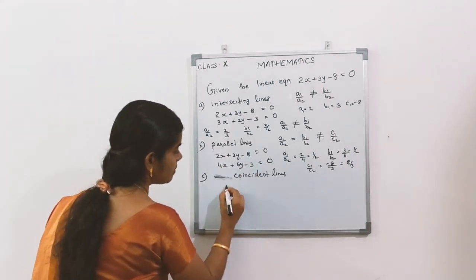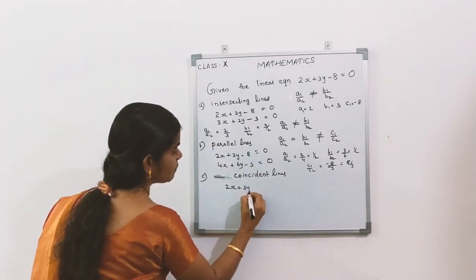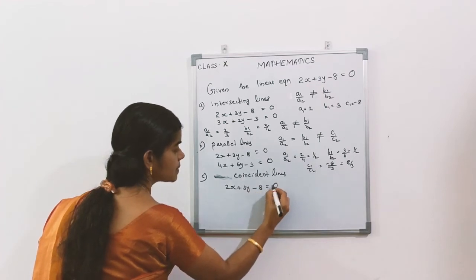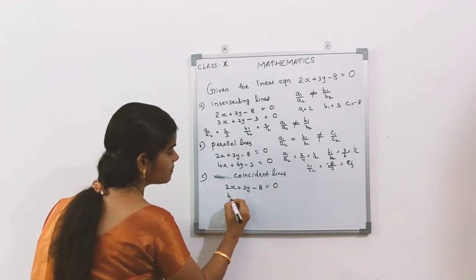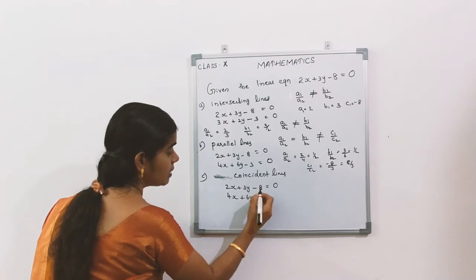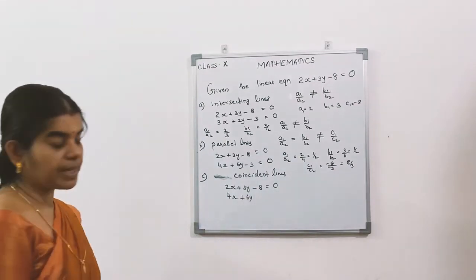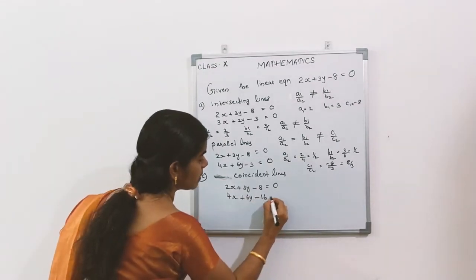Then first same equation 2x plus 3y minus 8 equal to 0. Next I am making 4x plus 6y. Here also you want to get 1 by 2. Then I am writing minus 16 equal to 0.